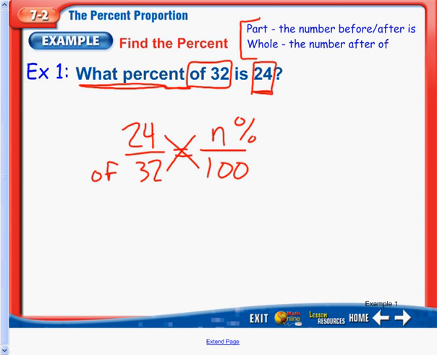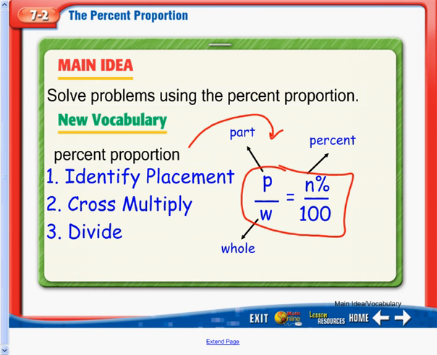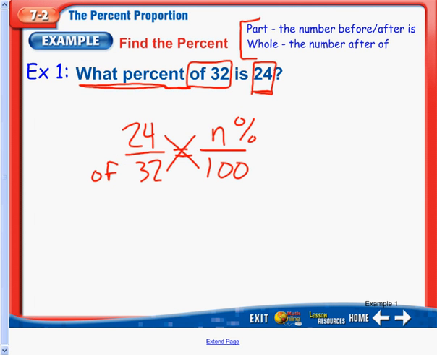As you see, we had three variables in this former setup. That's why I had part on top, whole on bottom. But they gave us the part and the whole in the problem, and it said what percent. So we knew we were looking for n, which is going to be our percent. Now when we cross multiply, we're going to do 32 times n first, going to the right because we want to have our variable listed first. 32n, and then on the other side we have 24 times 100. It's going to give us 2400.